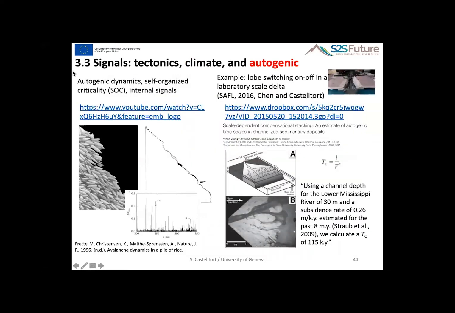Another way to see this is also more vocabulary. I really like this paper by those physicists here in Nature in 1996, who studied the avalanche dynamics in a pile of rice. And you see a close-up picture of a topographic profile of the pile of rice. So you have rice in this drawing here. You have rice coming here.